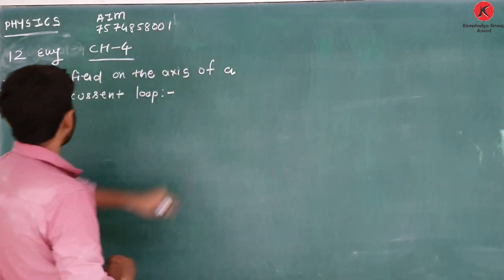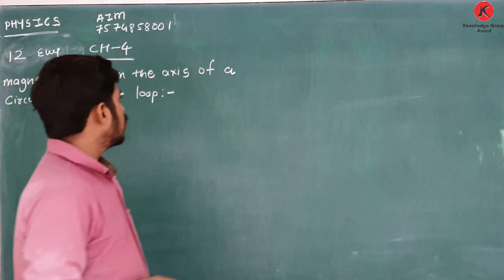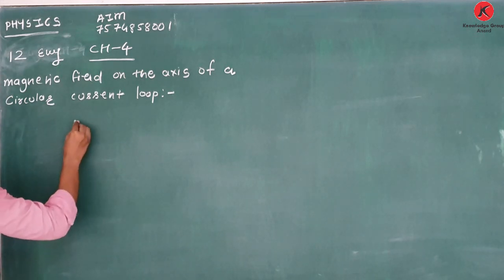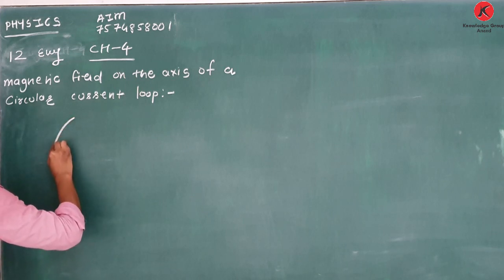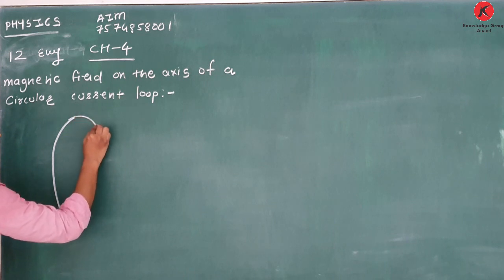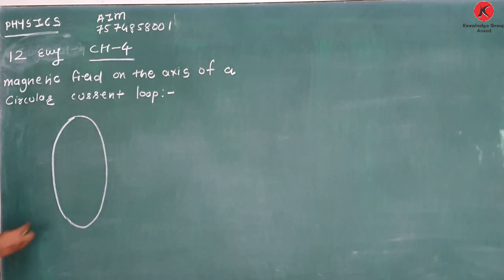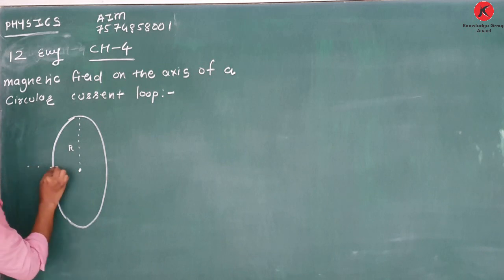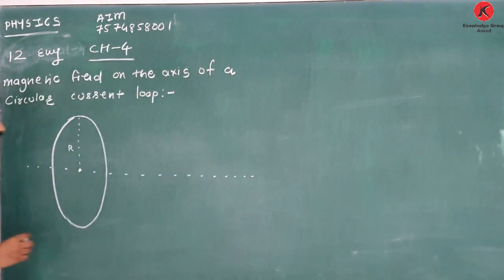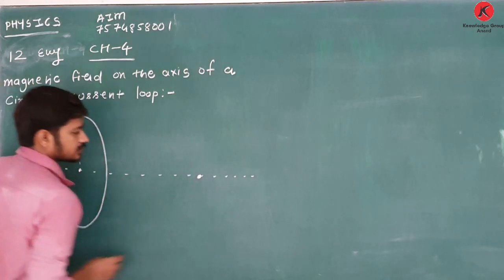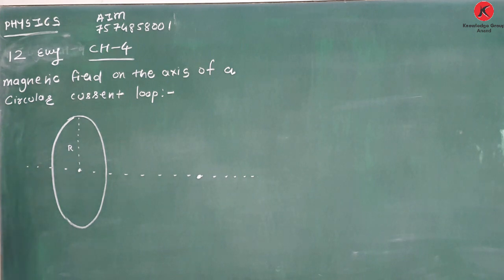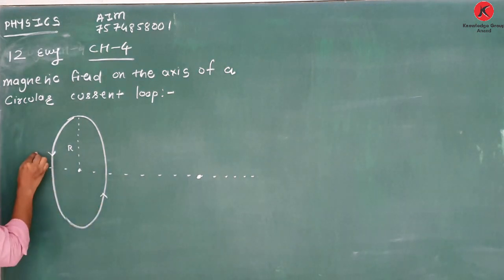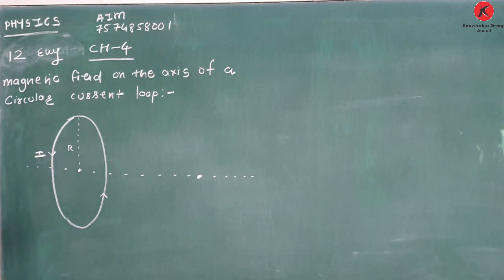Magnetic field on the axis of a circular current loop. See, here it is one circular current loop like this. Here is its center, its radius is R, and this is its axis. On the axis, at this point, I want to find the magnetic field. The current flowing through this circular ring is I, in this direction.